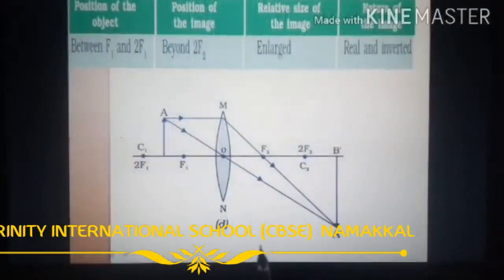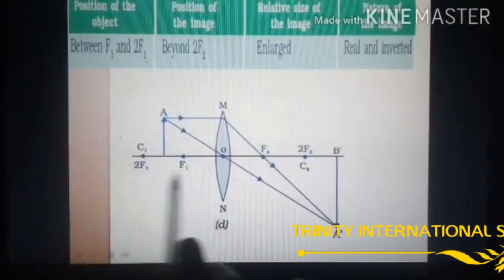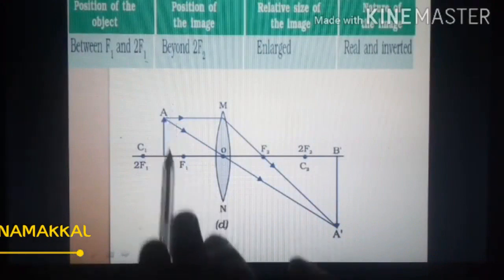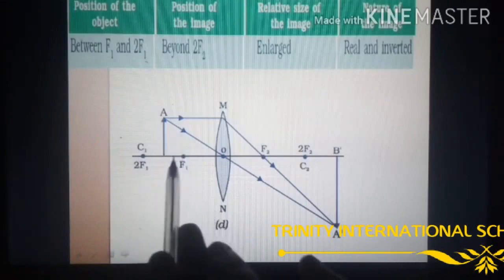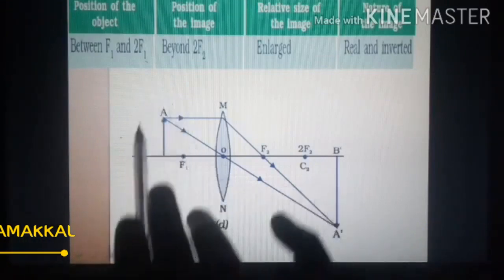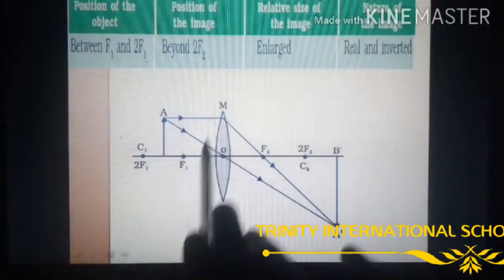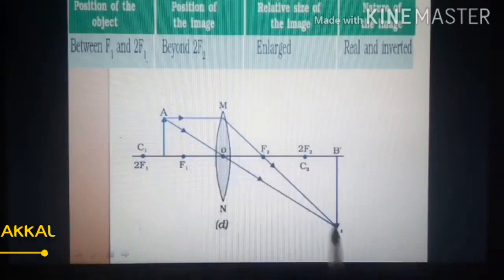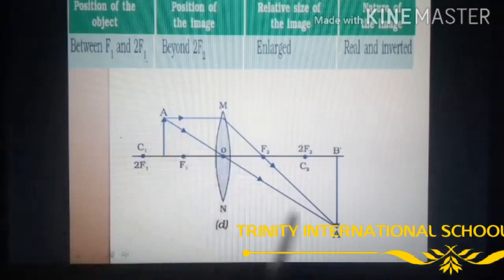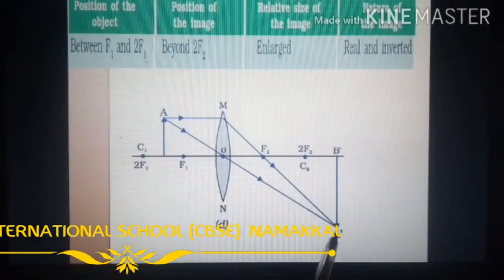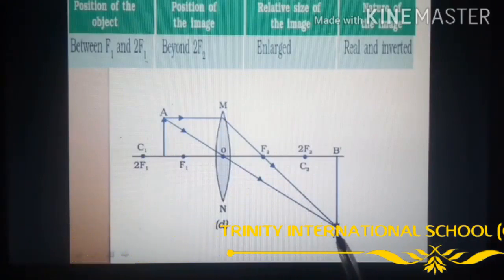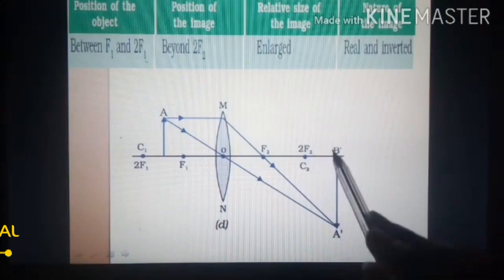Now the fourth case. The object is placed between f1 and 2f1. This is the object AB, between f1 and 2f1. In order to find the image of this object, you draw two rays. One is the ray parallel to the axis. After refraction, we know it passes through the principal focus on the right side, so it will go like this. And a ray passing through the optical center goes without deviation. The two rays meet at the point that is A dash. You draw the image, A dash B dash.